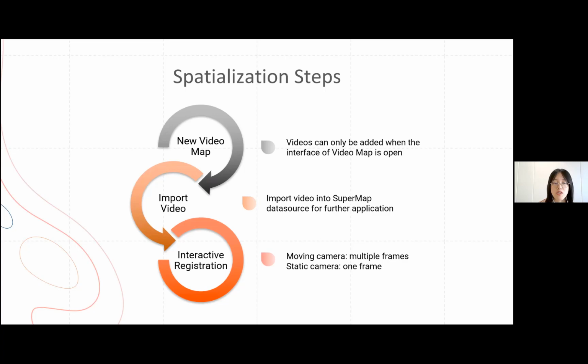And the last step is to use interactive registration to assign coordinate systems to that video map. As we said before, if our camera is moving, then we need to conduct registration on multiple frames. If the camera is static, then we only need to conduct registration for one frame. For this demo, the camera recording the video is moving, so we need to conduct registration for multiple frames.